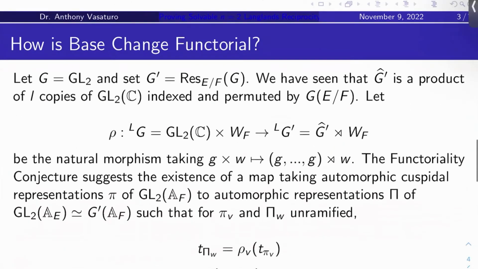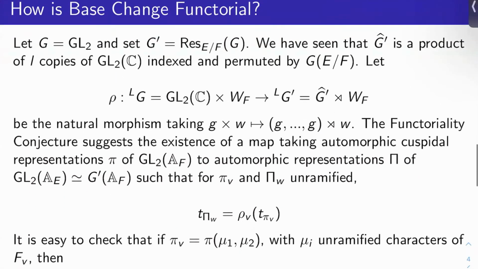Okay, this is an instance of Langlands functoriality. If you let G equals GL2 and you set G prime equal to Res E over F of G, this is the restriction of scalars functor defined last video. We already saw that G hat prime is just a product of l copies of GL2 of C indexed and permuted by the Galois group of E over F.